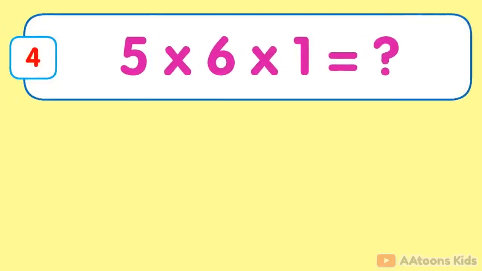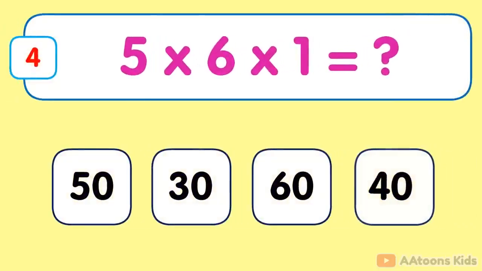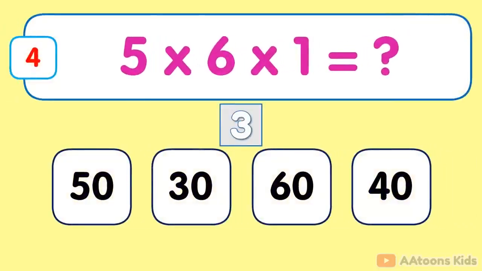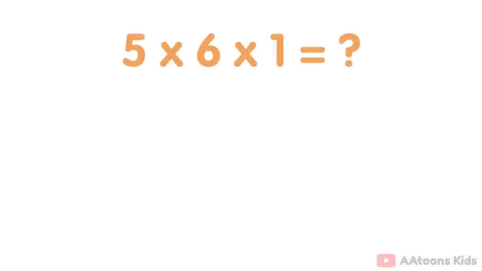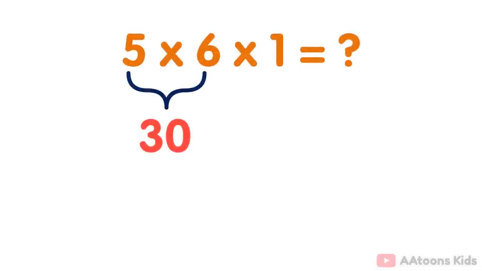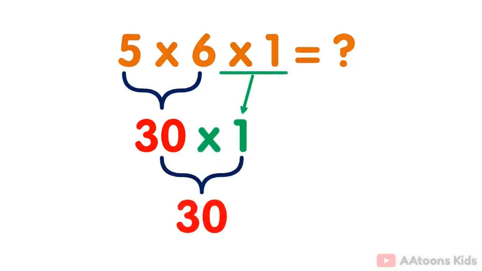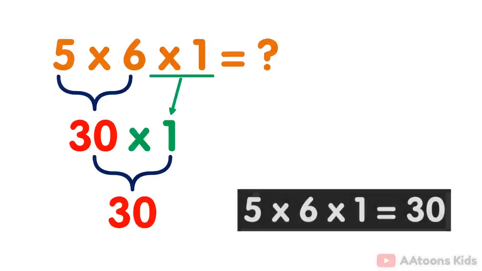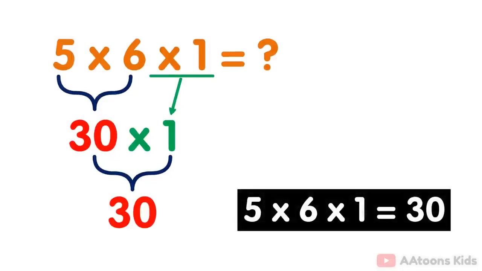5 multiplied by 6 multiplied by 1. 30. Simply multiply the numbers 5 and 6, which equals 30. Then you multiply the result 30 by 1. You will get 30. Therefore, the answer to 5 multiplied by 6 multiplied by 1 is 30.